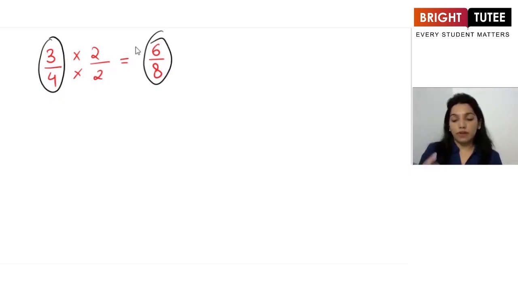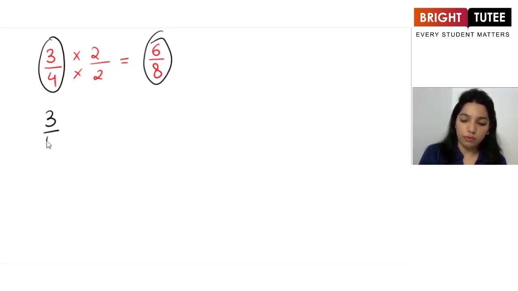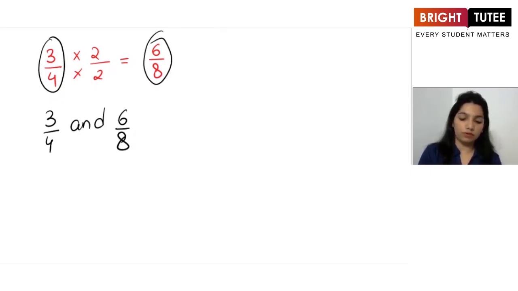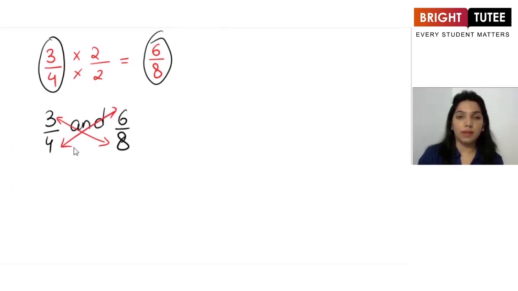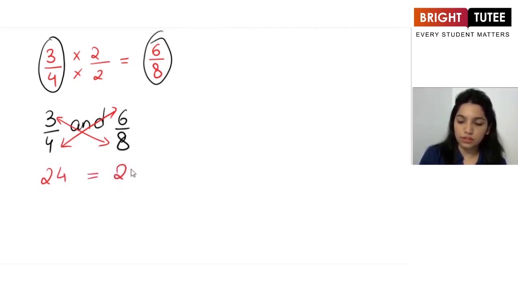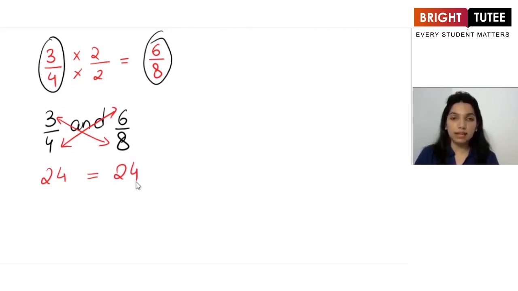Now look, a fun fact to this. 3 over 4 and 6 over 8. We are just revisiting what we discussed in this particular table. We are going to multiply the numerator and the denominator across. If you multiply 3 by 8, it is 24. If you multiply 6 and 4, it is 24. Do you see both sides the answer is the same?